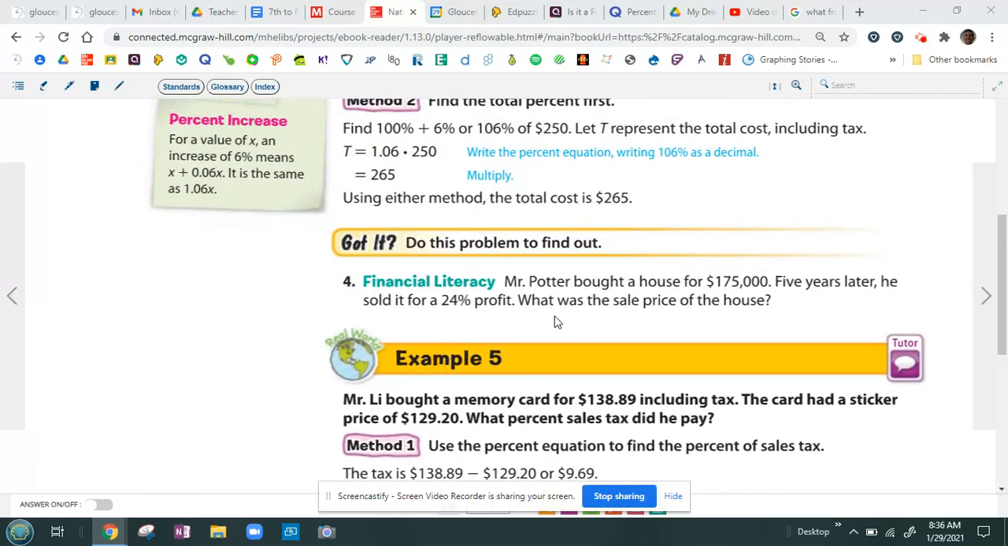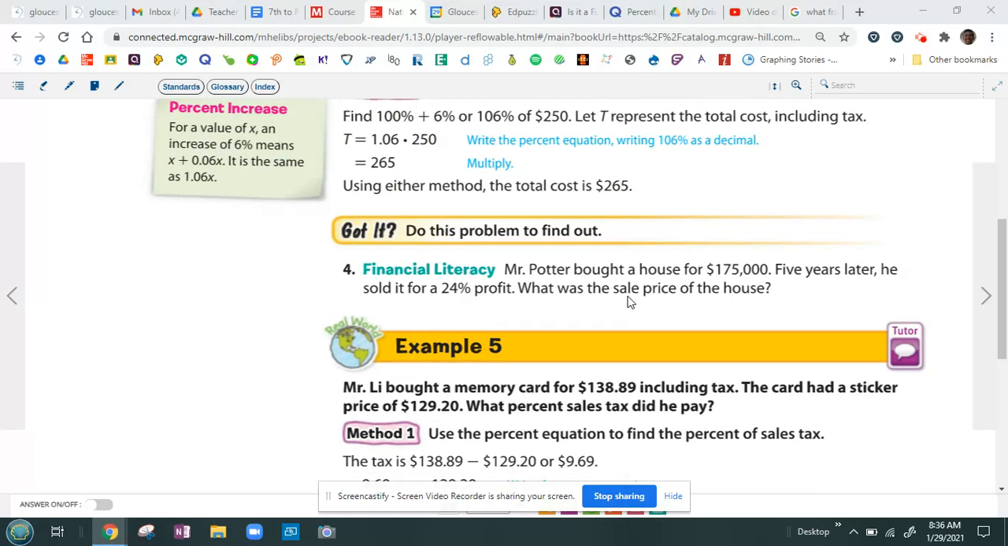So you are going to try this and see how you do, and then I'll show you the answer. So pause, try it, and then here's the answer. There you go. Okay, so if you weren't sure, a 24% profit works just like tax.